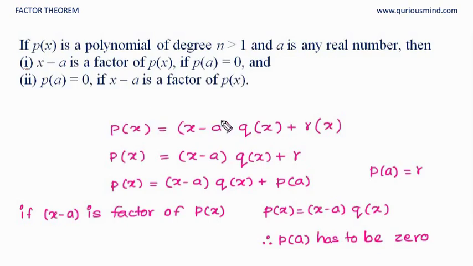Now how is it useful? It tells us that if we have polynomials, we will be able to find the factors just by looking at P(a). If P(a) is 0, we know that x minus a will be a factor. Or if we know x minus a is a factor, we know that P(a) is 0, and we can equate P(a) to 0 and find any other unknowns. We'll solve a few sums and we'll understand the usage of this factor theorem.